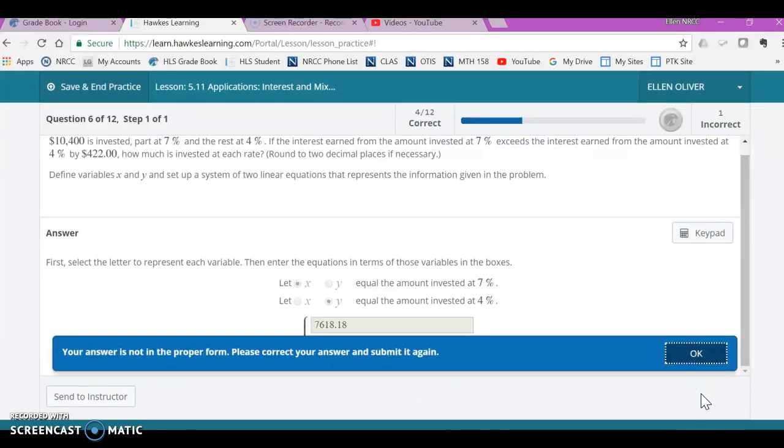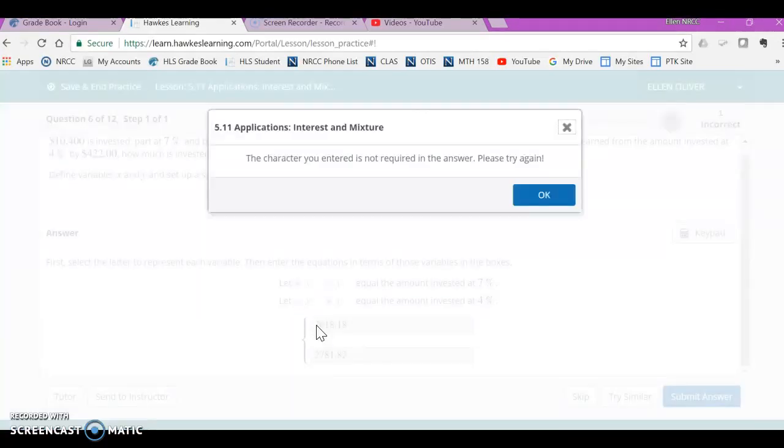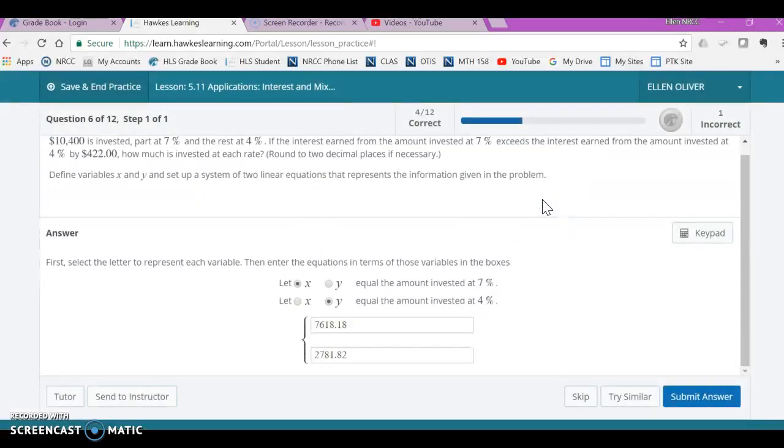Let's check that. Uh-oh, not in the proper form. Okay, so maybe we need dollar signs here. No. First select a letter, then enter the equations in terms of those variables in the boxes. Oh my goodness, they didn't even want the answer. So one equation was X plus Y equals 10,400. And the other equation was 0.07X minus 0.04Y equals 422.